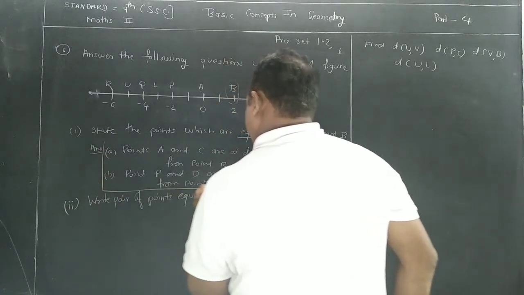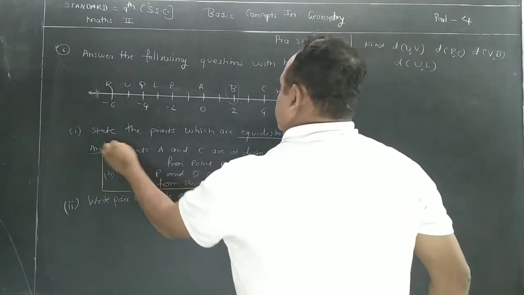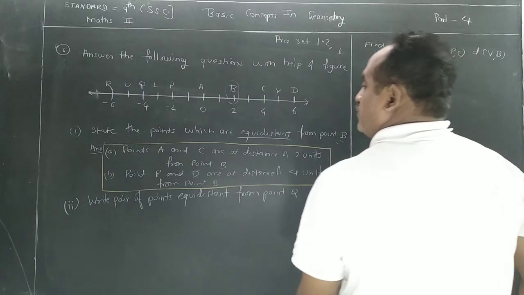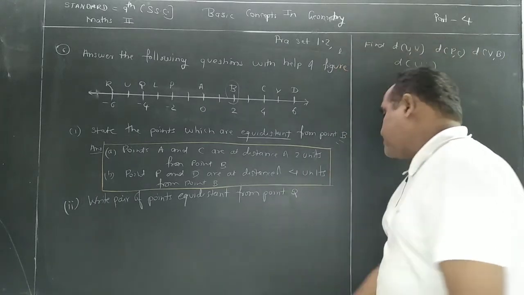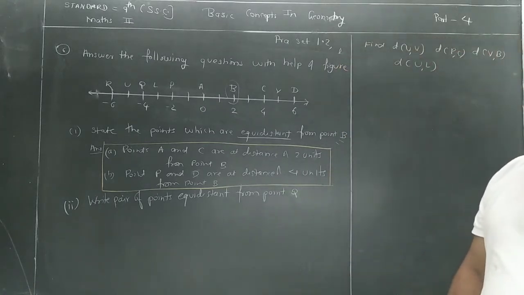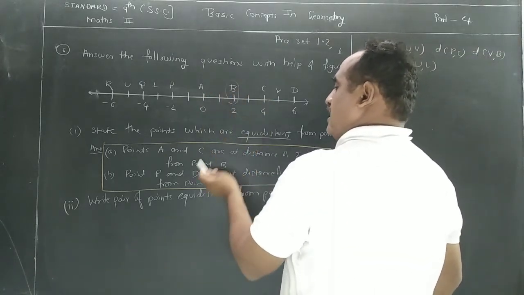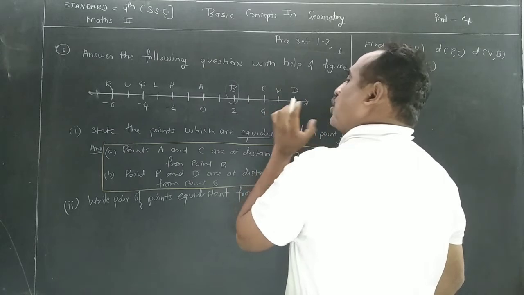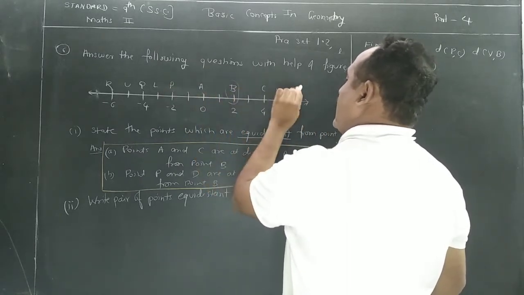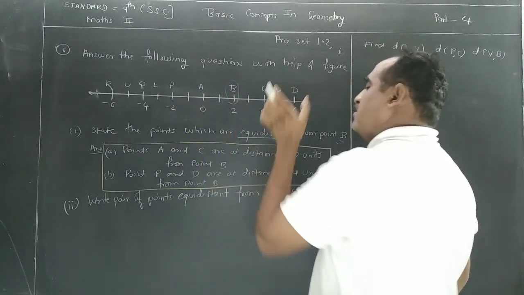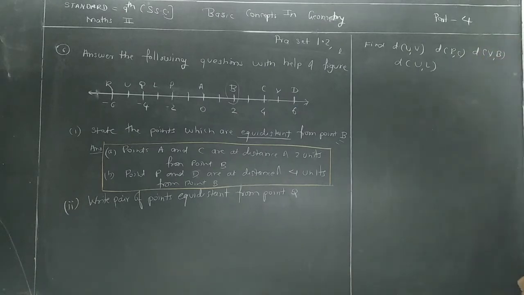They have asked you to state the points which are equidistant, but we have mentioned the distance also. We can write points A and C, but at how much distance? 2 unit distance. And points P and D, which are at how much distance? 4 unit distance. You have understood this now?